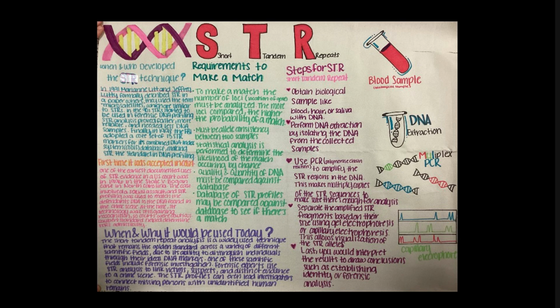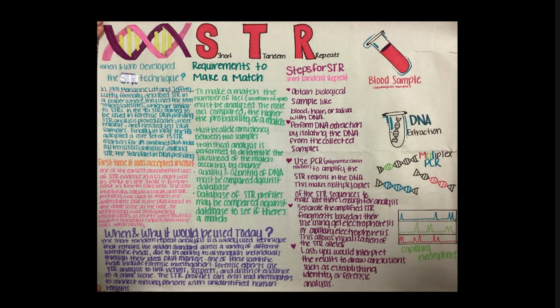Number 4 would be to separate the amplified STR fragments based on their size using gel electrophoresis or capillary electrophoresis. This allows visualization of the different STR alleles. Last, you would interpret the results to draw conclusions such as establishing identity or forensic analysis.